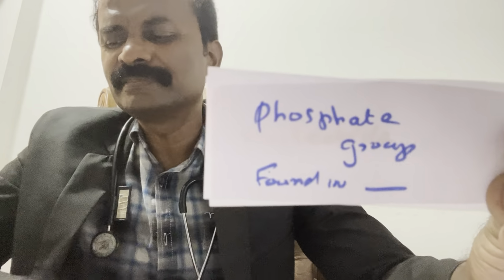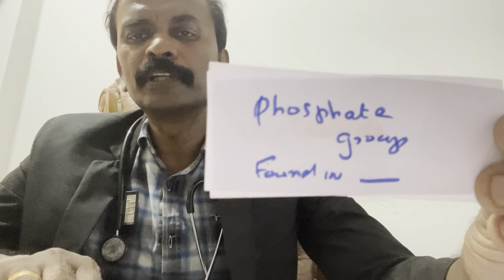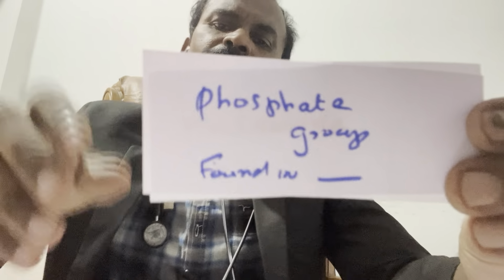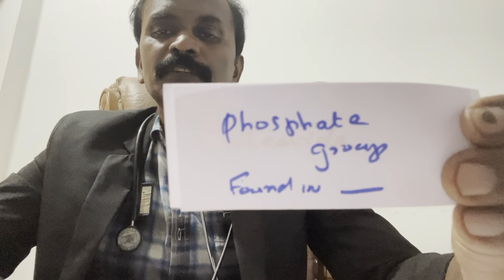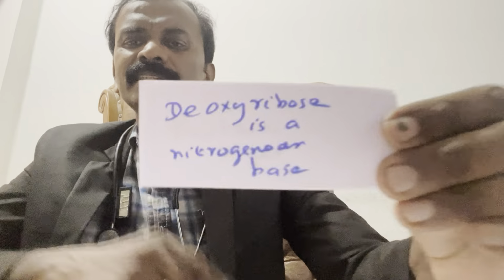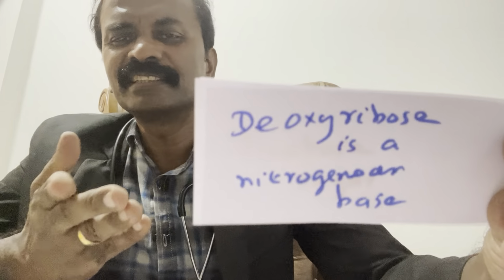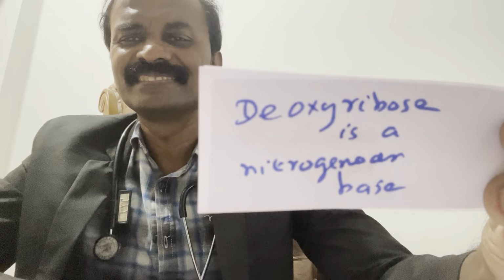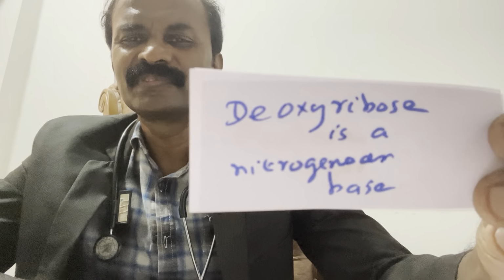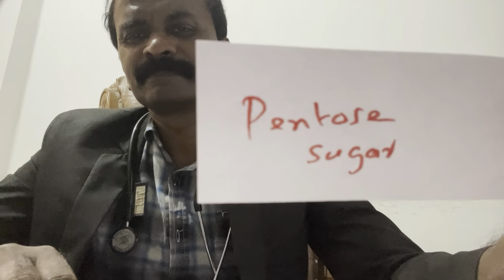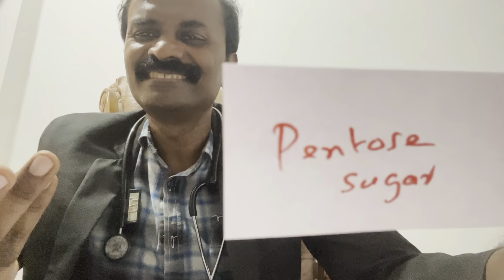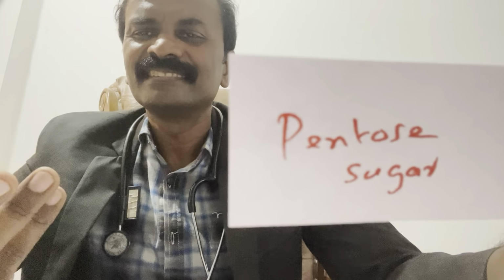Phosphate group is found where? Phosphate group is found in nucleotide. Tide. Can you answer this? Deoxyribose is a nitrogenous base. I think now you know this. True or false? Deoxyribose is a pentose sugar. Correct?